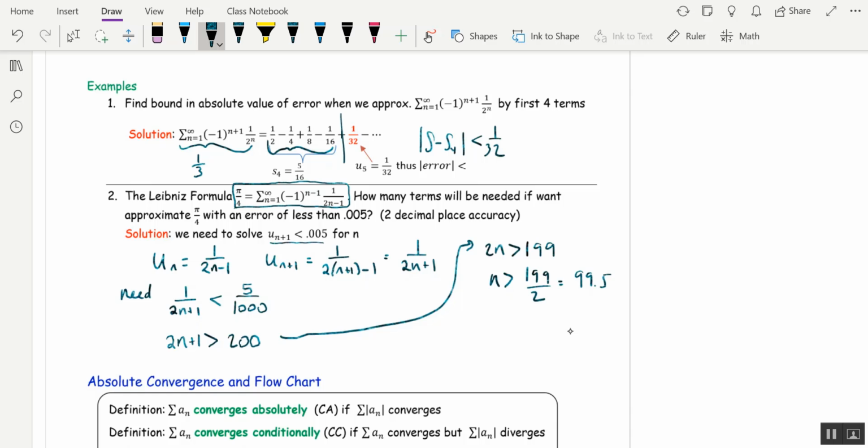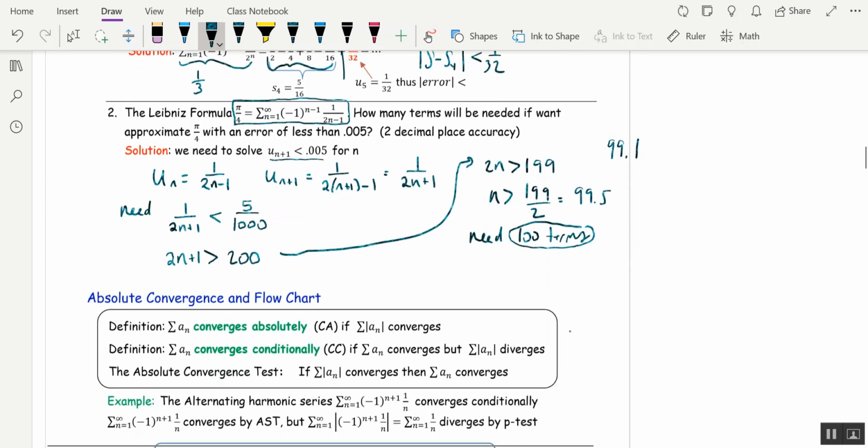So how many terms do I need? I need an integer number of terms. I'm going to need 100 terms. You need to round up, not off. So even if this had been 99.1, you would still need 100 terms. 99 terms would not be enough.